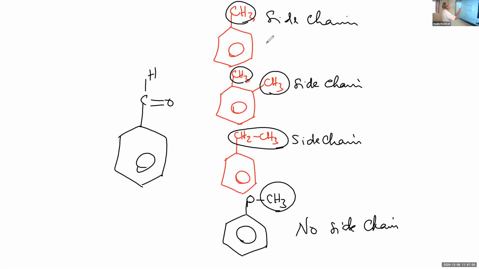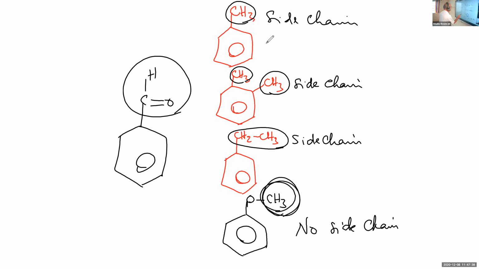It's an aldehyde. The aldehyde group is also a side chain. Because the carbon atom of the CHO group is directly linked to the benzene nucleus, aromatic nucleus. Here, the carbon atom of the CH3 group is not directly linked to the benzene nucleus. So, if carbon is directly linked to not only the benzene nucleus, any aromatic nucleus, any aromatic.